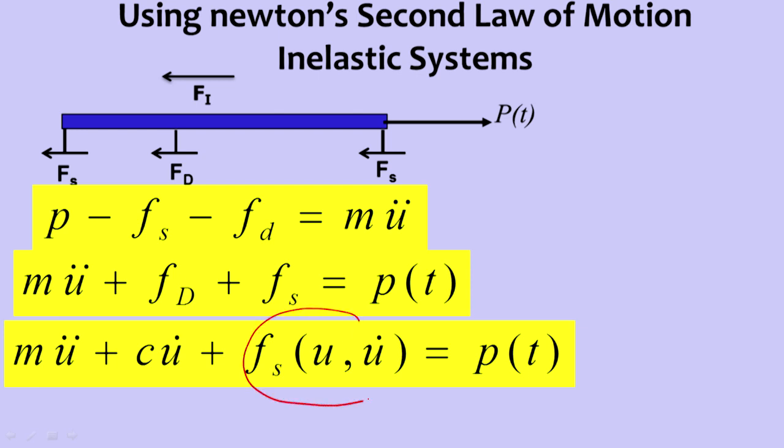Here the resisting force is not only a function of displacement, but also a function of velocity. Now the same dynamic equilibrium equation, if we get it through the force approach, how does it look?